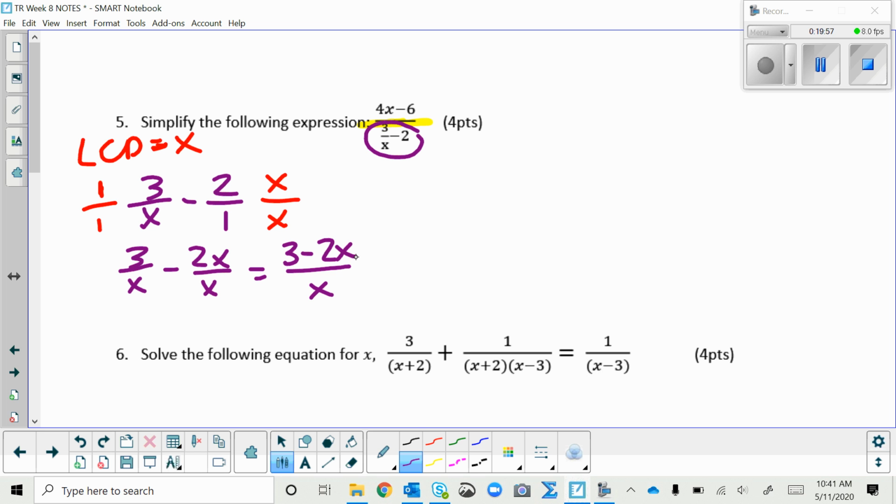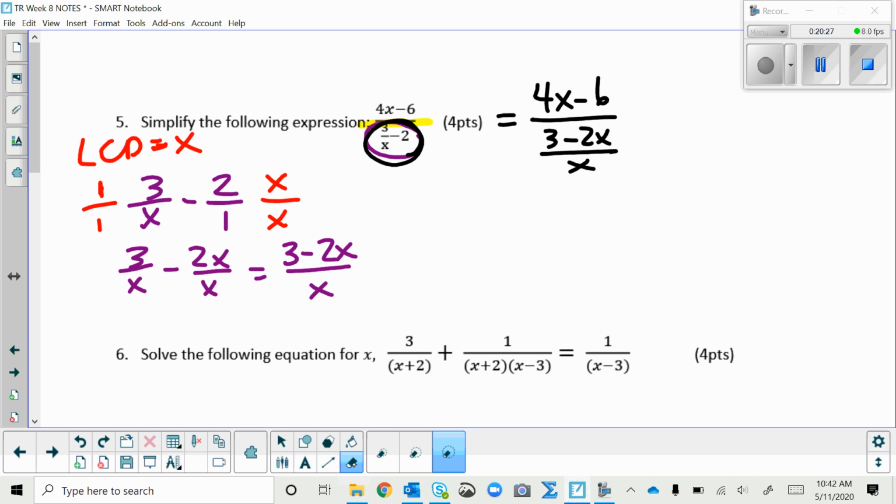So here's what this means now for this problem. We have 4x minus 6 over 3 minus 2x over x. We did that so that when we go to keep, change, flip, we only have one fraction to flip now instead of these two separate things that didn't really make a lot of sense. We couldn't have just flipped it because they're not combined. Okay, so I'm erasing this work now so I can do the rest of the problem.